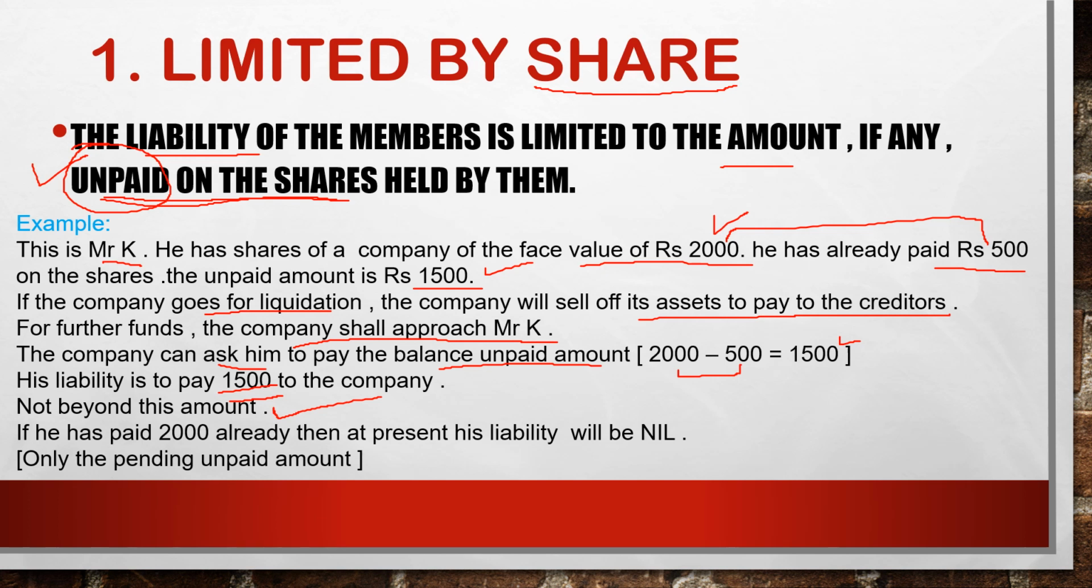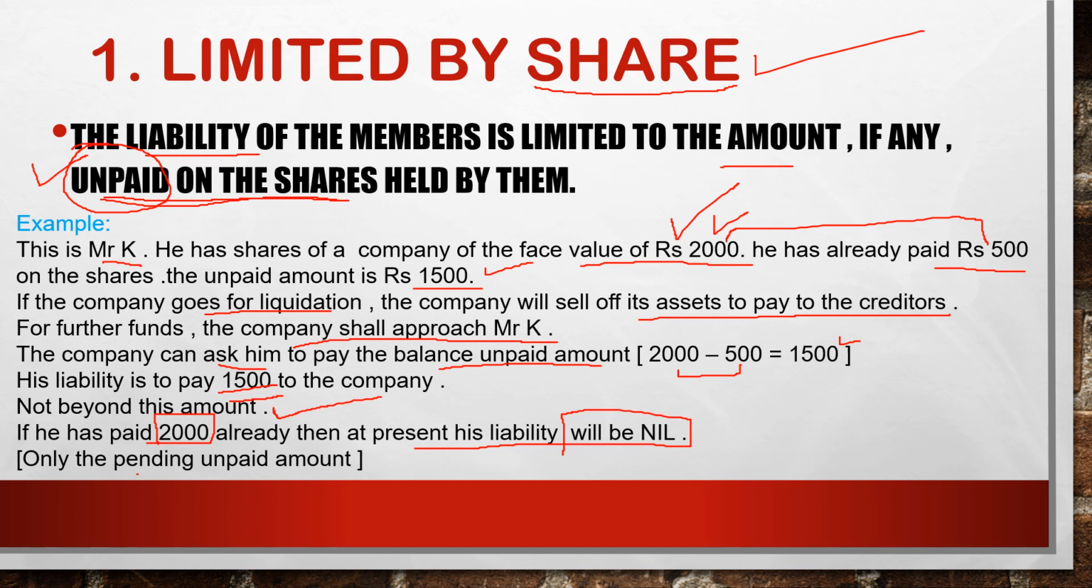So this is the case of the company limited by shares. The liability of Mr. K is just limited to the amount of money unpaid on the shares held by him. So I think now the thing is very clear. Secondly, if he purchased shares of 2000 rupees and he has already paid 2000 rupees to the company, then what is his present liability? It is nil. Now he will not pay any money to the company even if the company goes into liquidation.